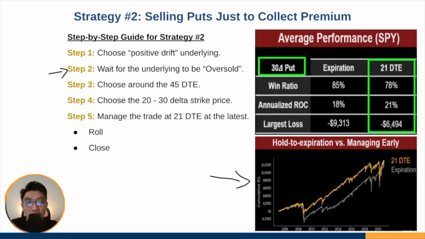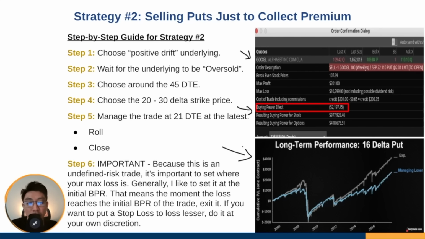So if you see the previous slide, you can see that based on the annualized ROC, exiting the trade at 21 DTE, you're actually going to get a better performance than holding to expiration, right? You can see it down here as well. So if you were to put a stop loss, then you can see that the performance is actually going to be lesser than expiration. So that means it's going to be far worse, right?